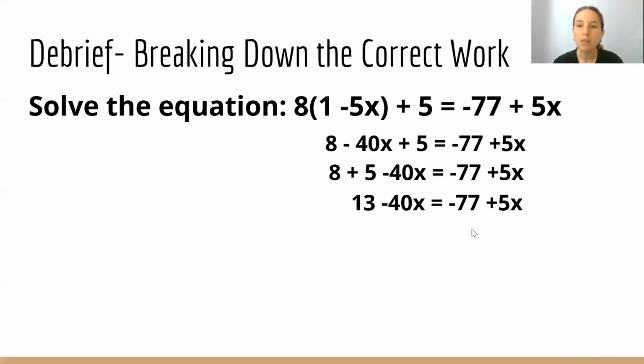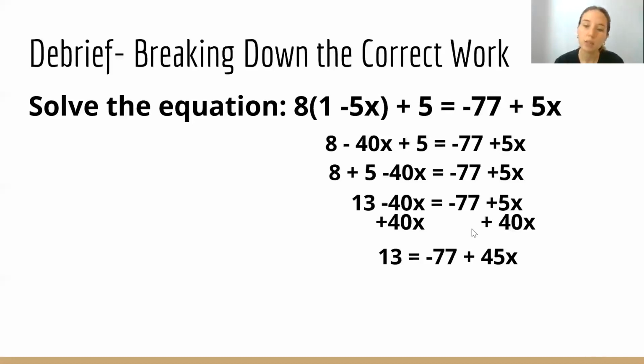So now everything's in simplest terms, right? The expressions on both sides are good to go. And I need to think about how I can get all the variables to one side of the equation and all the constants to the other. So I'm going to start with the variables, and I'm going to add 40x to each side. This gives me 13 equals negative 77 plus 45x.